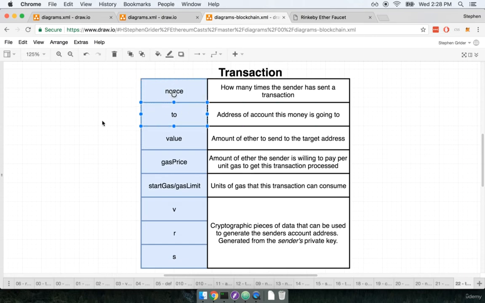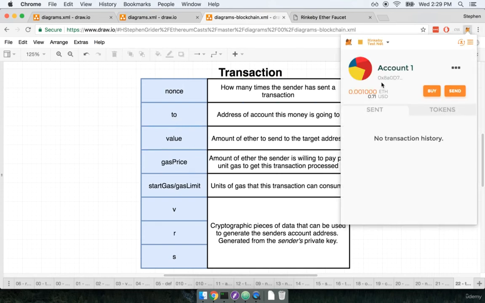The next field that exists on a transaction is a to property. This is the address of the account that some amount of Ether is going to be sent to. So in the transaction that was just issued, the to field would have had an address equal to your account address. Next is the value. The value is the amount of Ether that we want to send from the sending account to the target account, essentially to your account. In this case, it was 0.001 Ether. That was exactly how much money you just received right here.